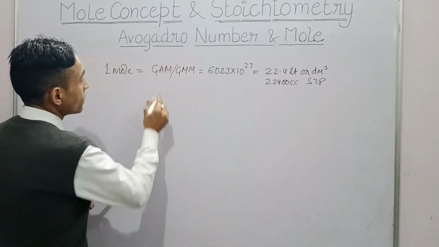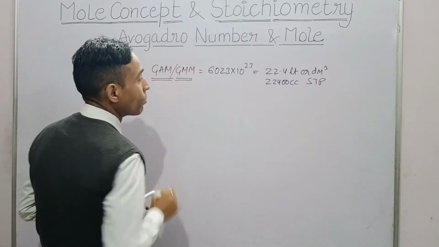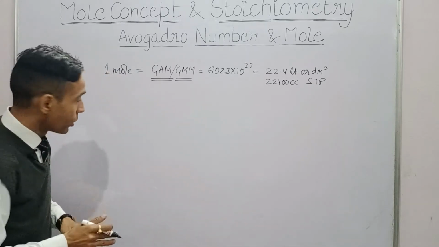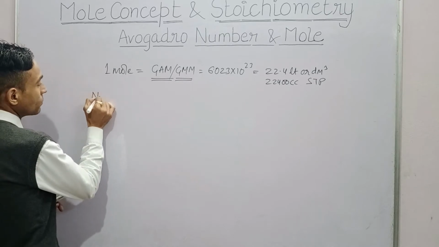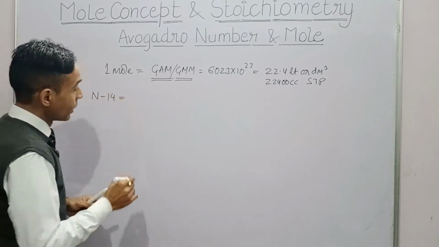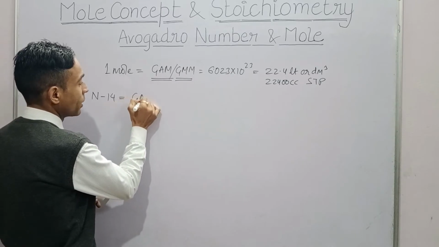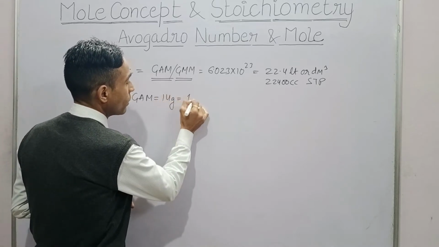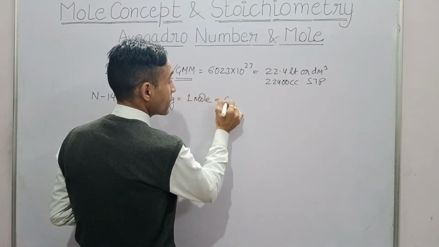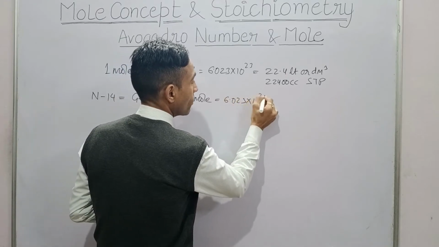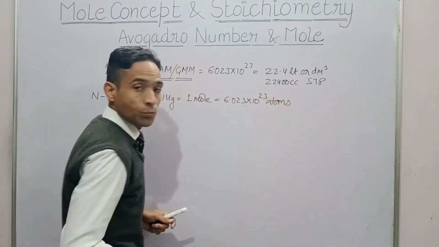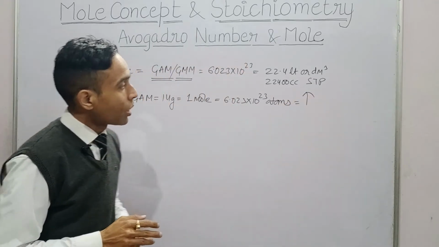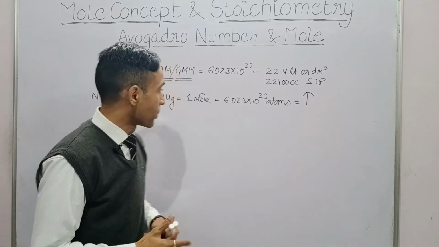Now let's understand what is gram atomic mass and gram molecular mass using the example of nitrogen atom and nitrogen molecule. The atomic mass of nitrogen is 14. If we write it in gram, it becomes gram atomic mass. This is equal to 1 mole, contains 6.023 into 10 to the power 23 atoms and occupies 22.4 liter or 22,400 cc of volume at STP.